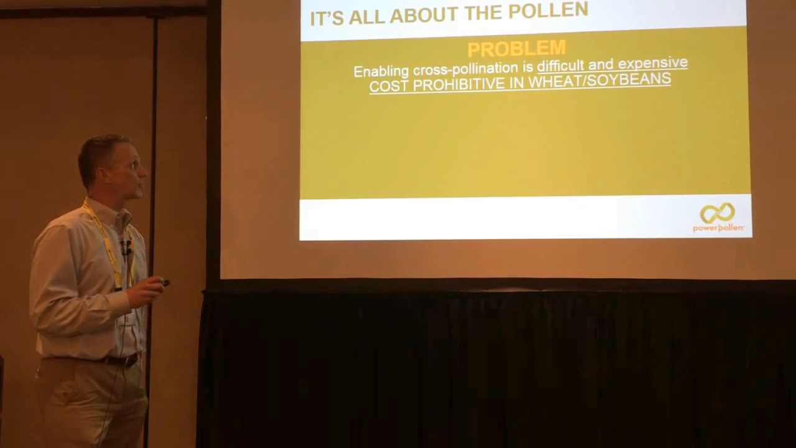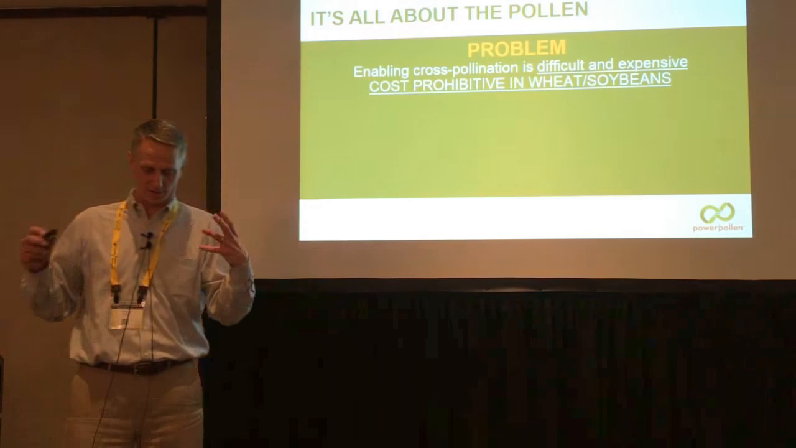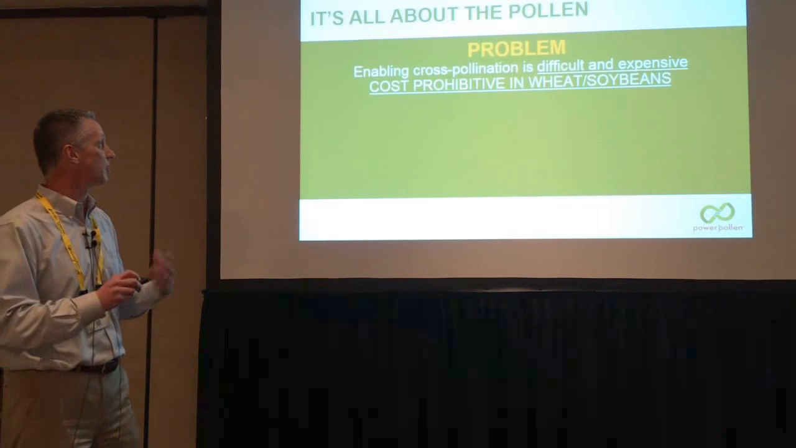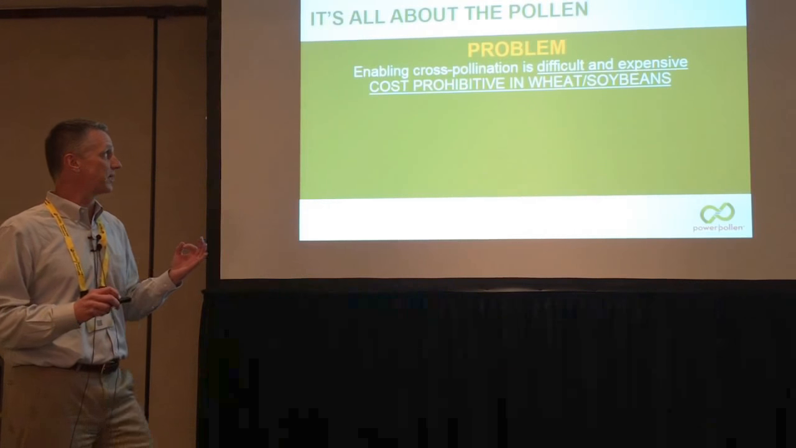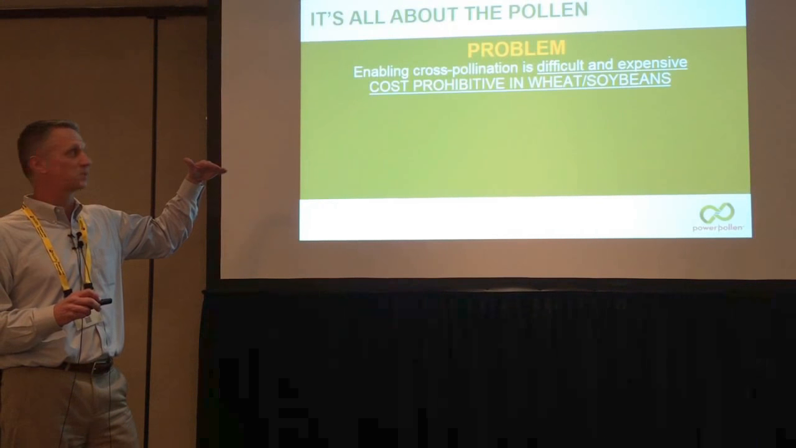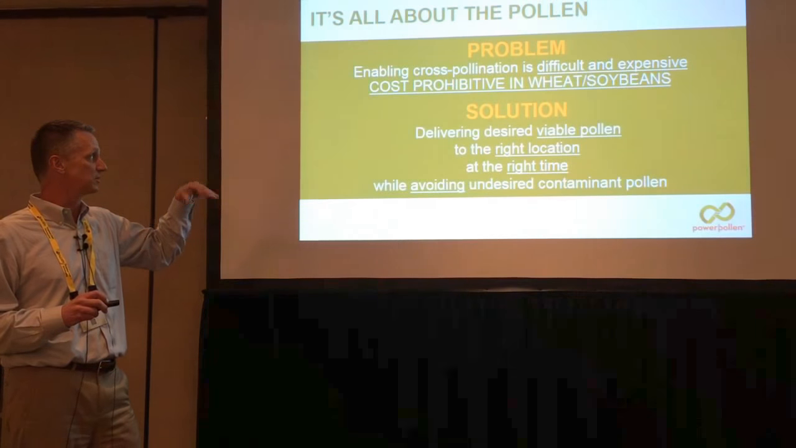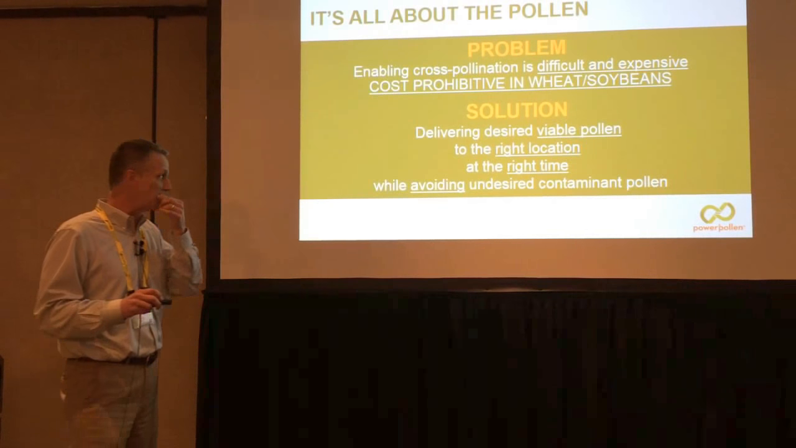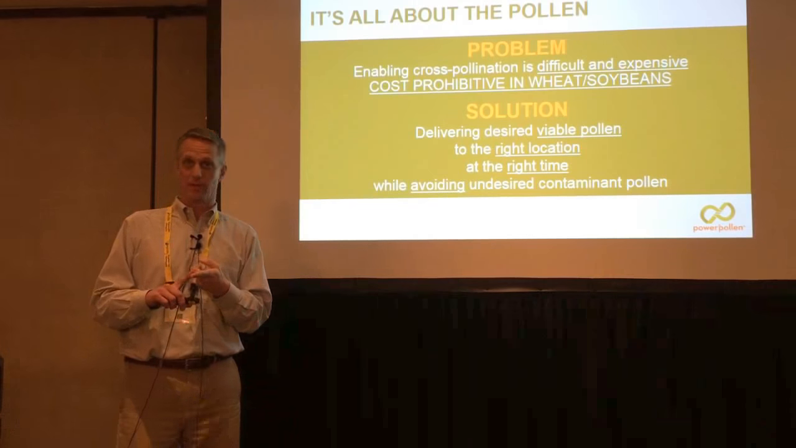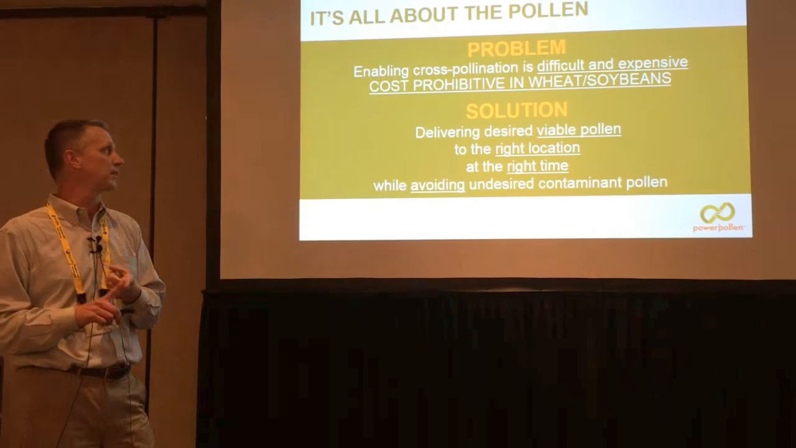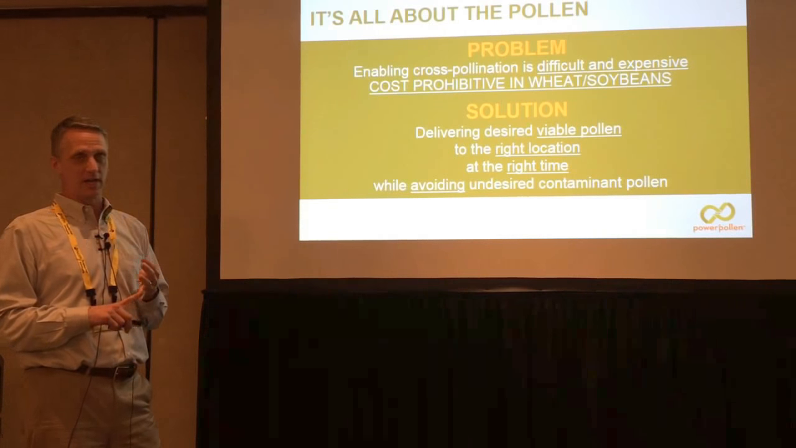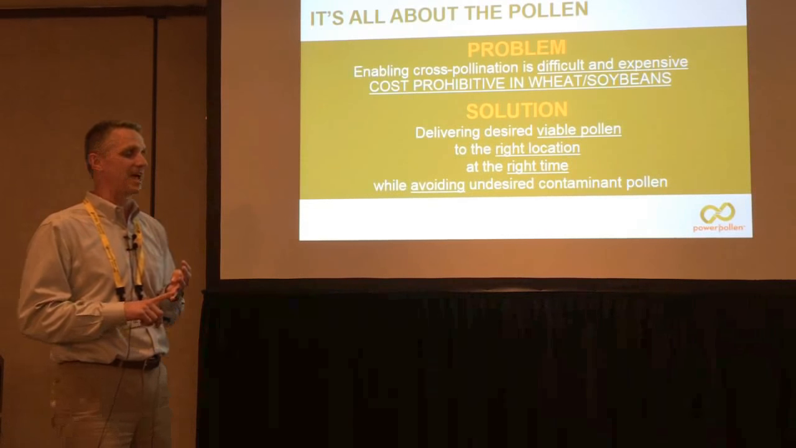So let's talk about what the problem is. As an entrepreneur for the last 3 years, the first thing you have to tell investors is what the problem is. The problem is that enabling cross-pollination is difficult and expensive, and in many cases it's cost prohibitive, as in wheat and soybeans. So the solution we're proposing is to deliver desired viable pollen, and that's part of the problem, grass pollens die very quickly, to the right location at the right time while avoiding undesirable contaminant pollen.